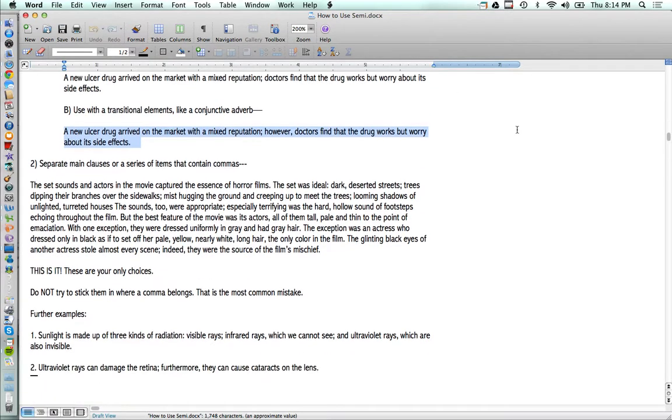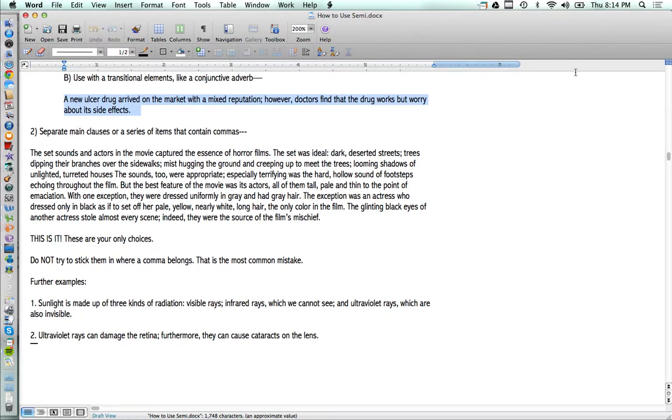The only other way you would use it is after a colon if there are sentences that have commas in them. So if it was just comma, comma, comma, comma, comma all over the place endlessly, it would be very difficult to tell the difference between the list that is being made. So we have: the sounds and actors in the movie captured the essence of horror films. The set was ideal: dark, deserted streets, trees dripping their branches over the sidewalks, mist hugging the ground and creeping up to meet the trees, looming shadows of unlighted, turreted houses. There should be a period here.